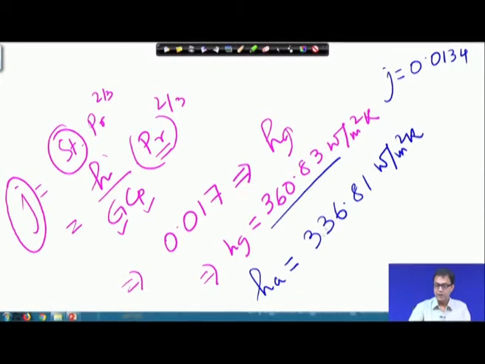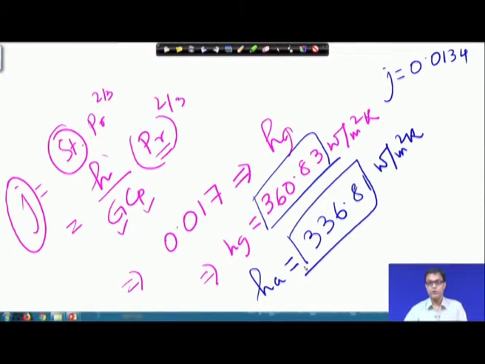Though we are using similar kind of heat exchanger surfaces, we have different heat transfer coefficients, as the mass flow rates or the volumetric flow rates were different, and that corresponds to different Re values, and that corresponds to different heat transfer coefficients for the gas side and the air side. So, now we have the knowledge about the heat transfer coefficient.